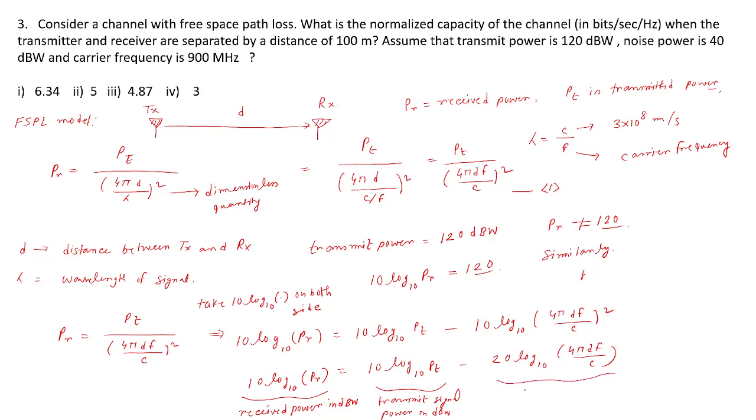This term is the main focus of the free space path loss model. This is the dB equivalent of free space path loss. Since this is a dimensionless quantity, it fits with the dB. It has no unit, by the way, it's only dB.